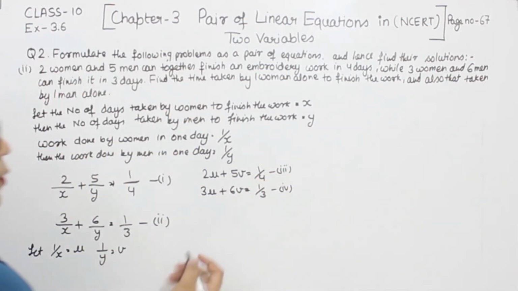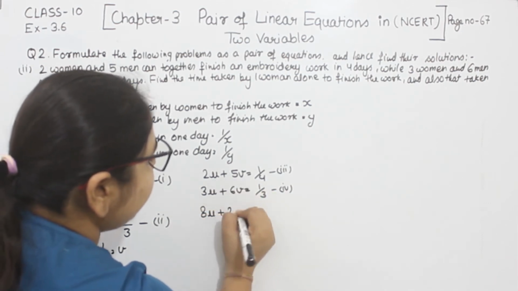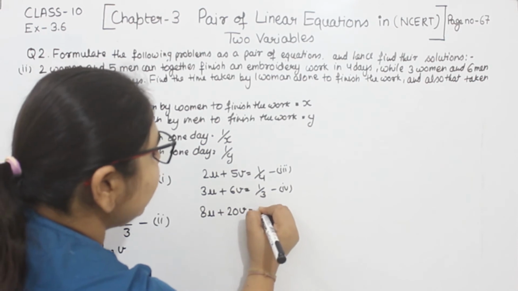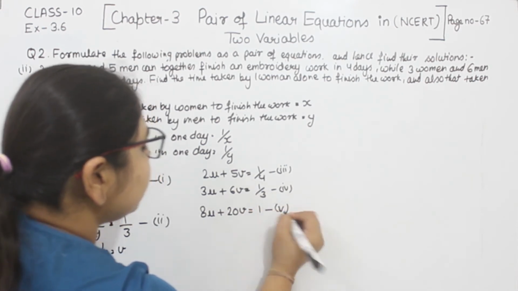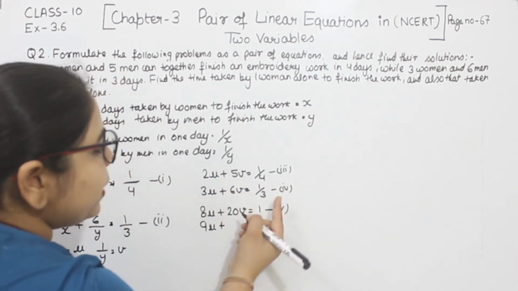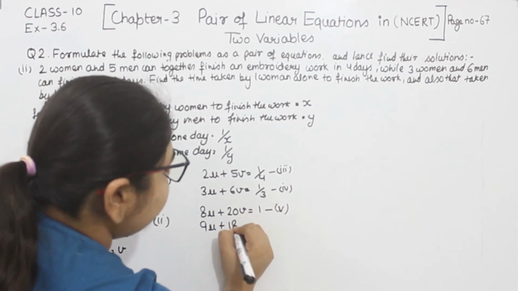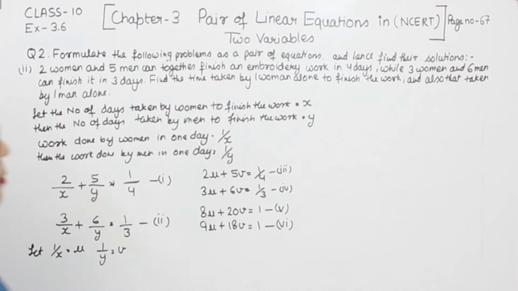Now I am going to transpose this 4 here. So we are having is the 8u plus 5 4s are 20 v as equal to the 1. This one we are having is the equation number 5. Now comes to the here, we have to transpose this 3 here. We have 3 3s are 9, u plus 6 3s are 18 v as equal to the 1. And this one we are having is the equation number 6 here.